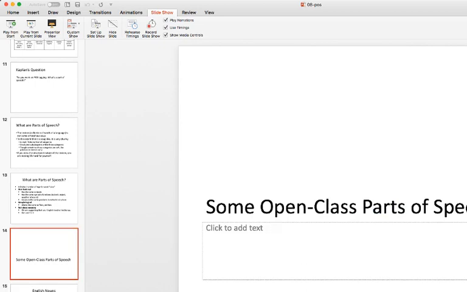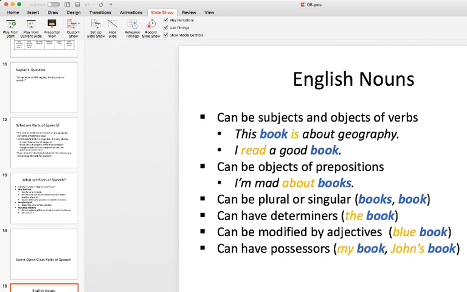So probably the most open of the open classes are nouns. You can make up new nouns all the time, right? You probably make up a noun a day, if not two. I made up three nouns just this morning. It's a very open class. But you can always tell a noun.